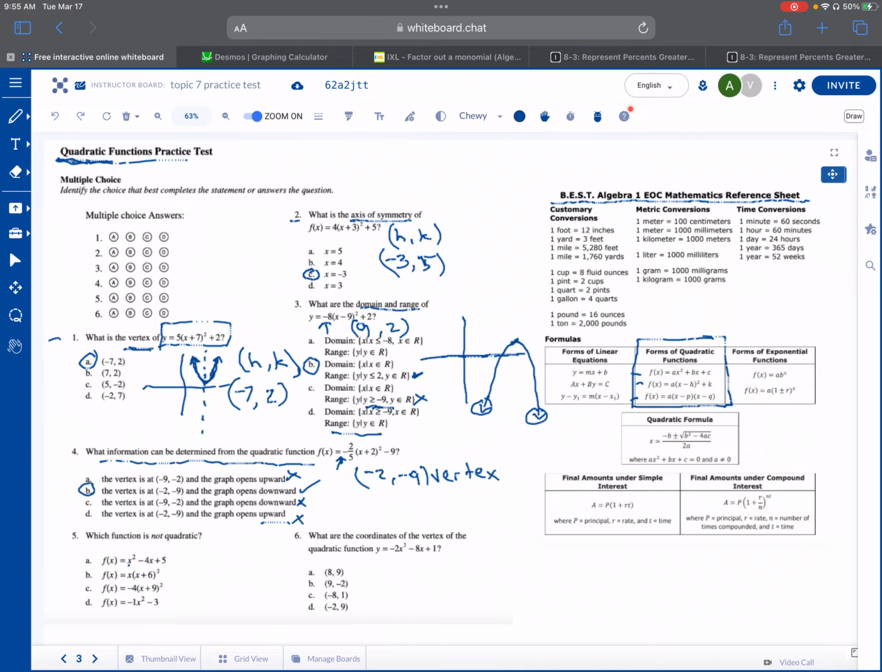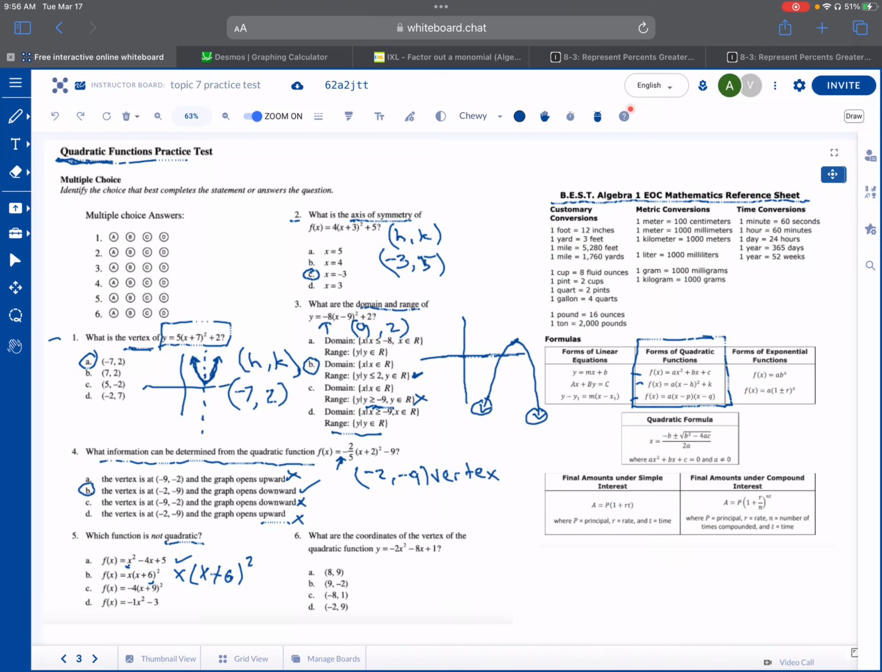Okay, number 5. Which function is not quadratic? Okay, remember, quadratic means exponent 2. So I'm going to look at each of these and find the one that does not have the exponent of 2. So x squared minus 4x, yeah, that looks like standard form, so that is quadratic. Now letter B, so I have x times (x plus 6) to the second power. I see the exponent 2, but I see that x outside.